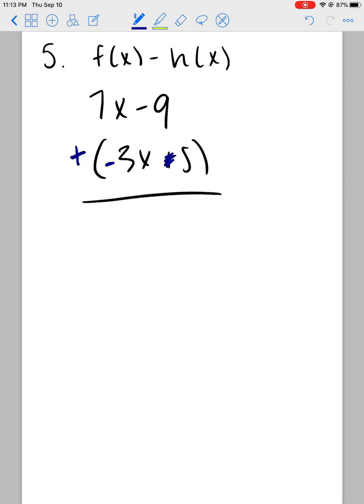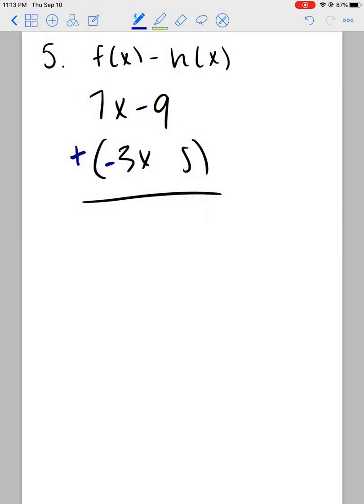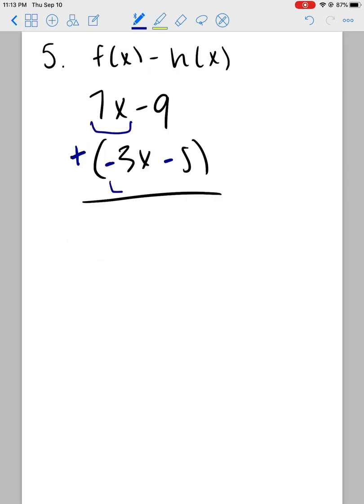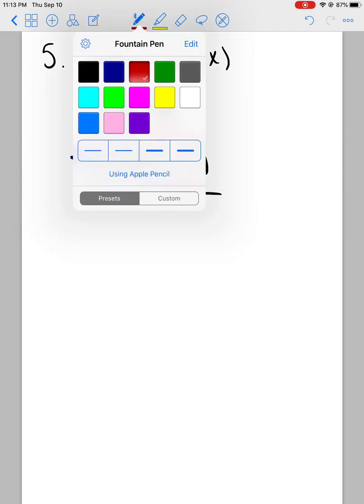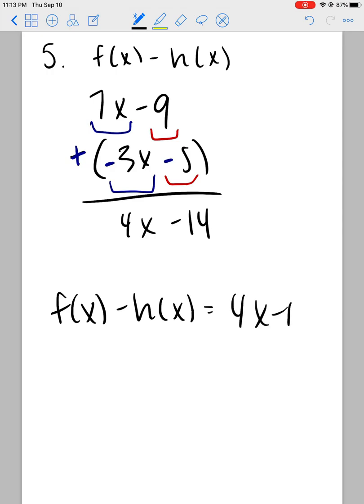It means this one. Actually, let's just erase it. It means this one is also a negative. So then we can combine our like terms. 7x and 3x, and negative 9 and negative 5. So a negative 9 plus a negative 5 is negative 14, and 7x plus a negative 3x is 4x. So f of x minus h of x equals 4x minus 14.